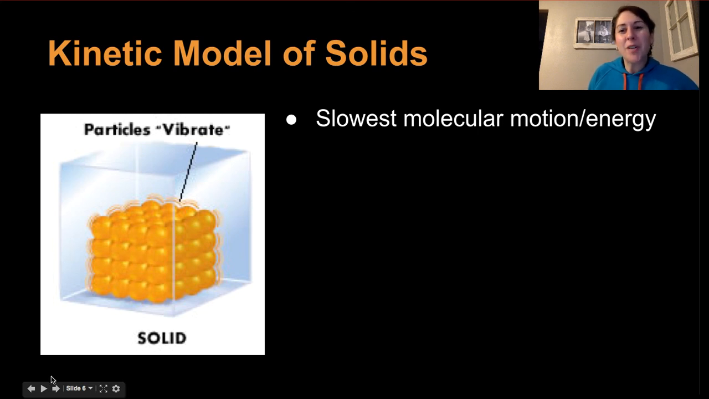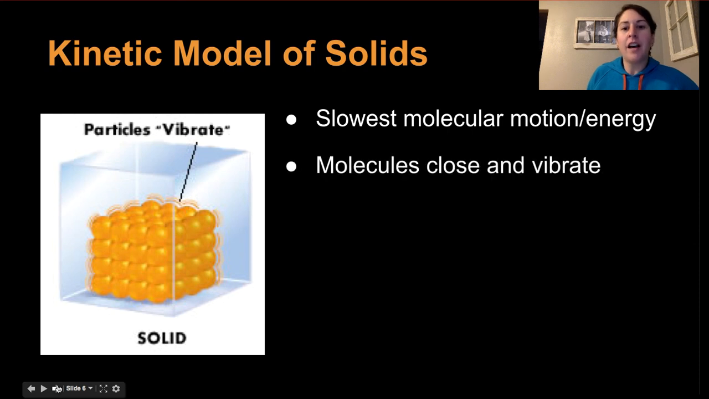So they're the slowest molecular motion. They're the lowest amount of energy. And we see that the molecules are close together. So they're all standing very close, and they kind of just move a little bit, kind of just shake a little bit next to one another, okay? There's a lot of interaction going on between these because they're so close together. So we see a lot of intermolecular forces because they're so tightly packed together.